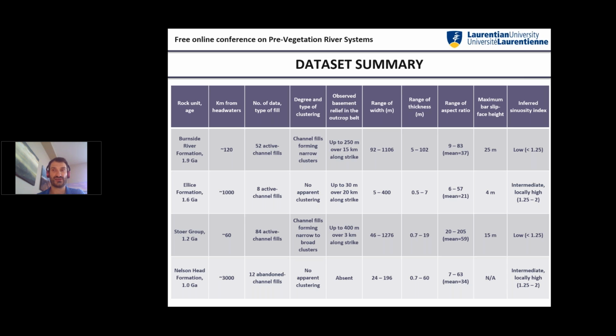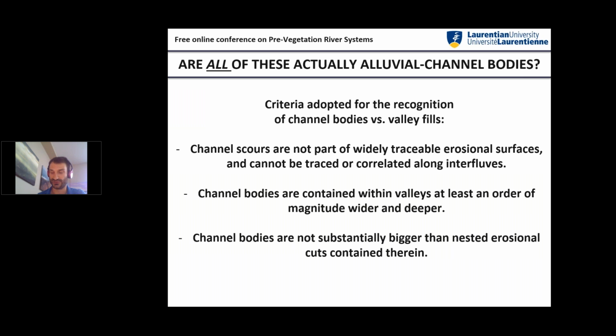One question that I would ask myself would be, how can you tell that these are channel bodies and not valley fills? And this is critical, and we adopted three criteria. First of all, the channel scours are not part of widely traceable erosional surfaces, and they could never be followed or traced along interfluves from one channel to another channel. More in general, channels were in most cases stacked vertically and almost never horizontally.